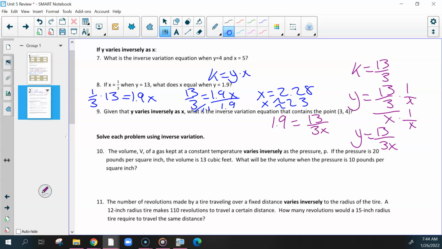And then multiply both sides by 3x and divide everything by whatever that is. So that makes it a little bit easier if you do that. But either way is fine.